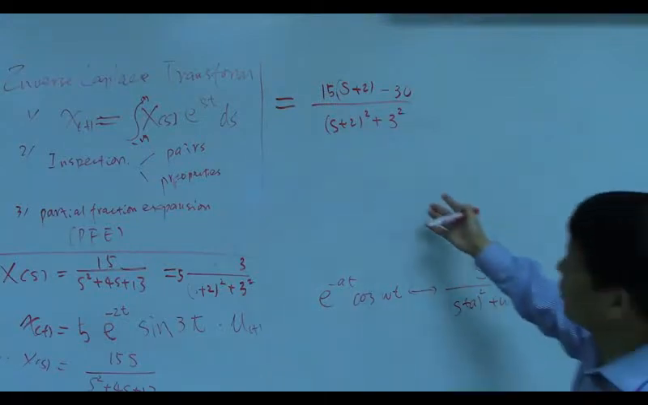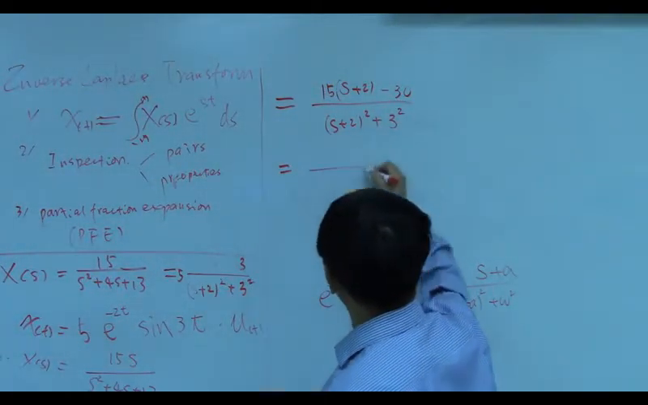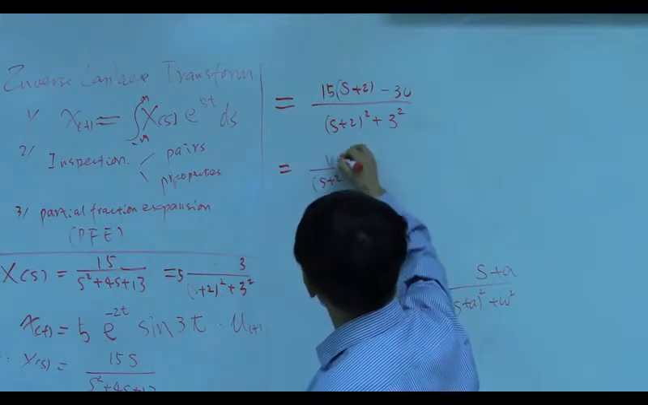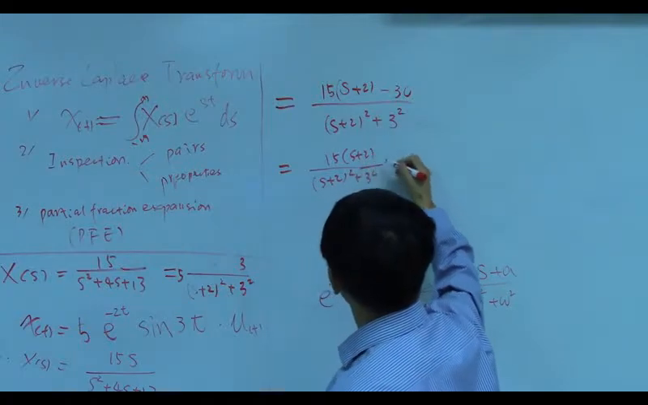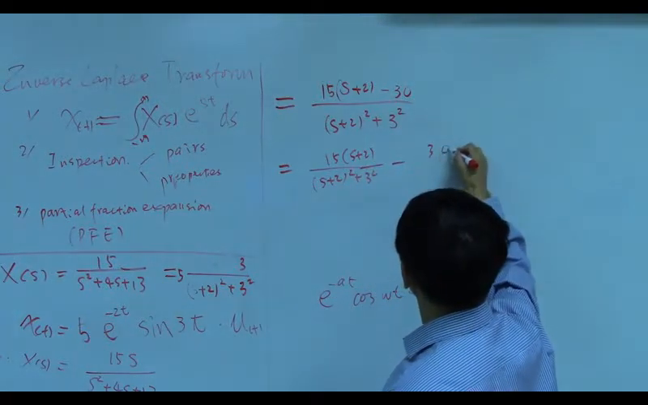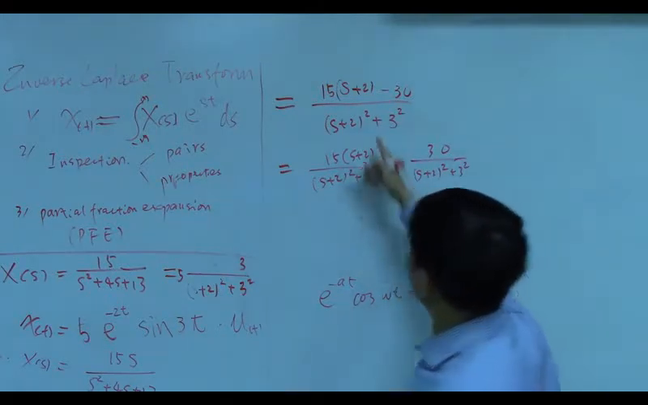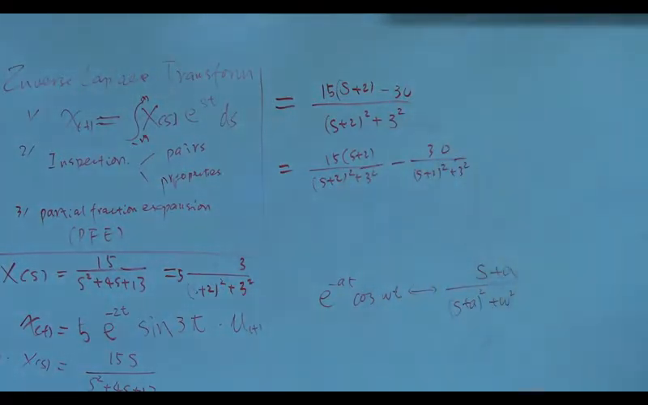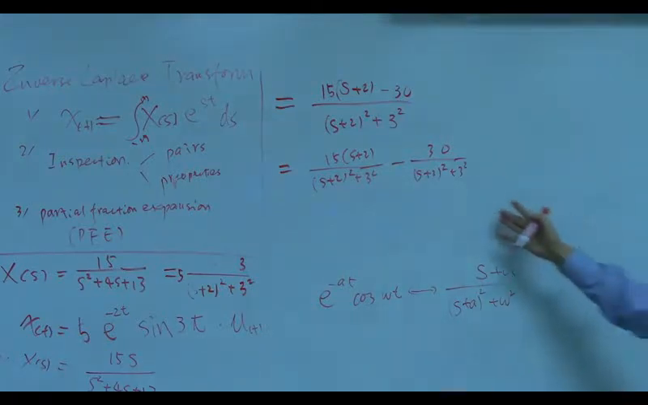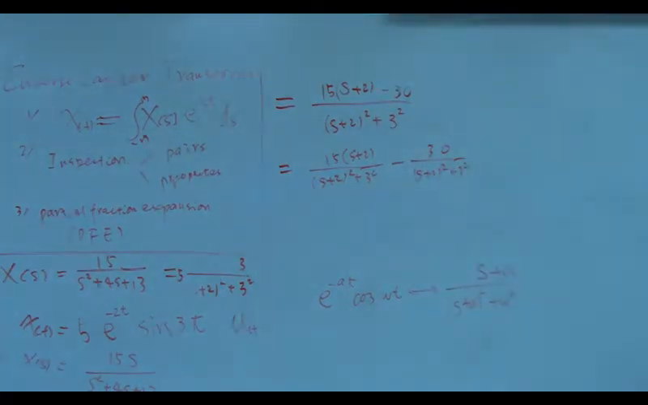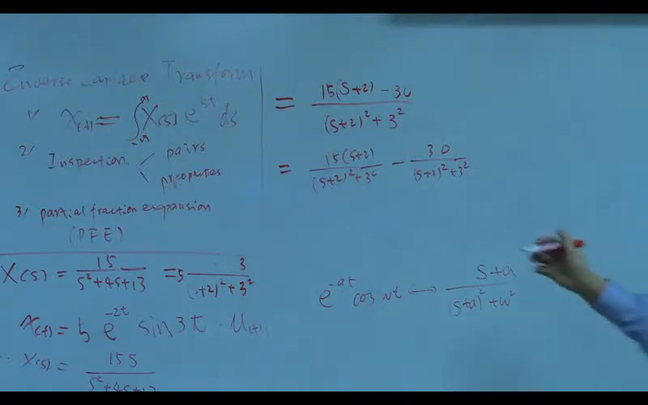We use the linearity property, right? So we have the second two parts. So this one here, 15 times (s plus 2) plus 3 squared on top, and we have a minus 30 on here, over (s plus 2) squared plus 3 squared. So we separate this into two terms. You don't need to write this one. You can directly see this and this, but for clarity, I write it as two terms. This is good, right?